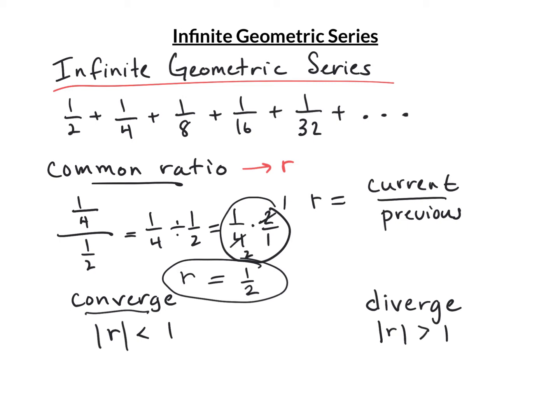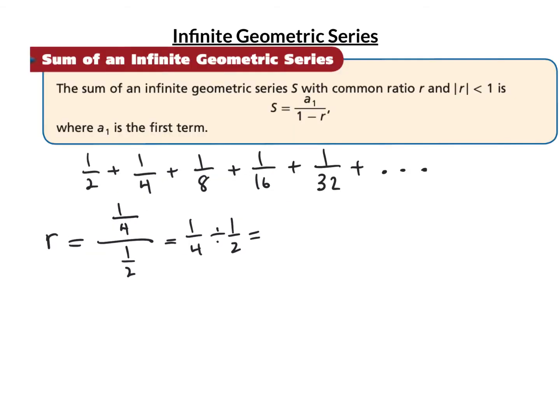then each time I add another term, my sum gets larger and larger and it goes to infinity, and it is said to diverge. If the absolute value of the common ratio is less than 1, it converges on a number. If the absolute value of the common ratio is greater than 1, it diverges and the sum goes to infinity. An infinite geometric series, when it converges, meaning the absolute value of the common ratio is less than 1, is equal to the first term divided by 1 minus the common ratio.